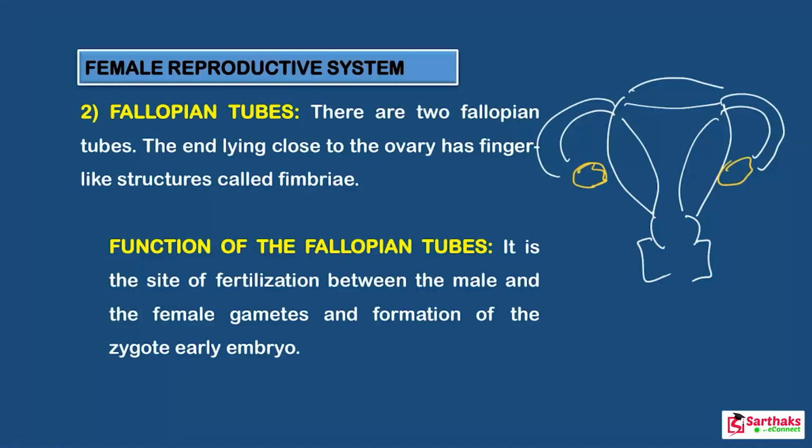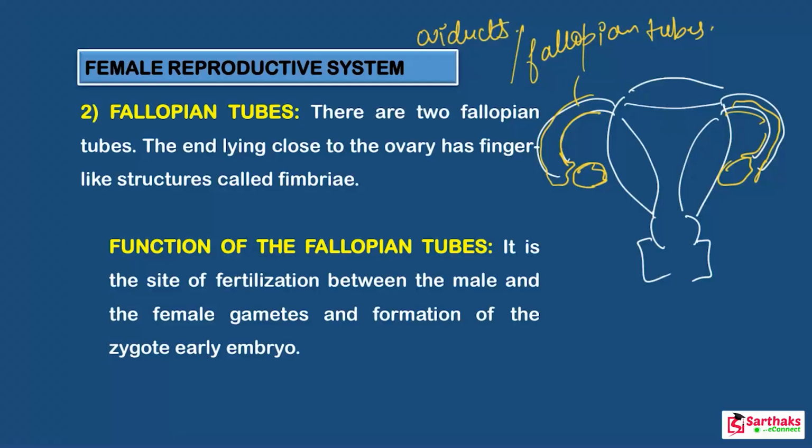Got it? Now, just above the ovary, what you observe is a two tube-like structures. This tube-like structure is known as the fallopian tube, or you also call it the oviduct. Clear? The oviducts are not directly connected to the ovaries but have a funnel shaped opening. Let me draw this. They have a funnel shaped opening like this. This is the opening of the fallopian tube.